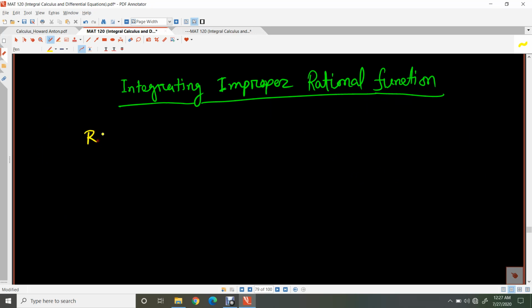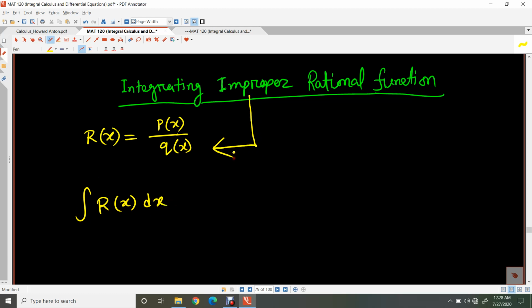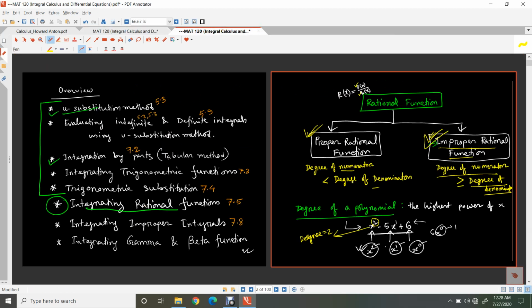So this time we have a rational function, that is the ratio of two polynomial functions, p of x and q of x. Suppose we have to integrate that improper rational function. Remember, this function capital R of x is an improper rational function. So the method of decomposition that we learned in our previous video will not work directly.